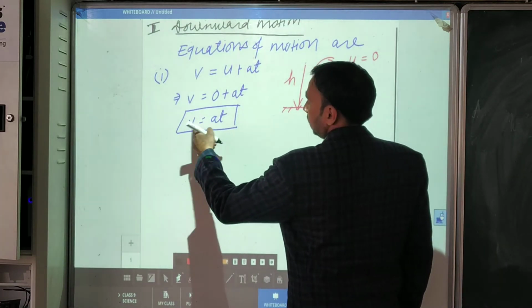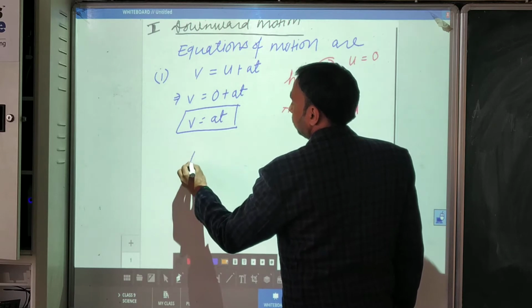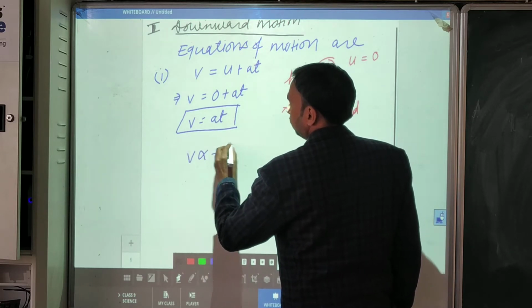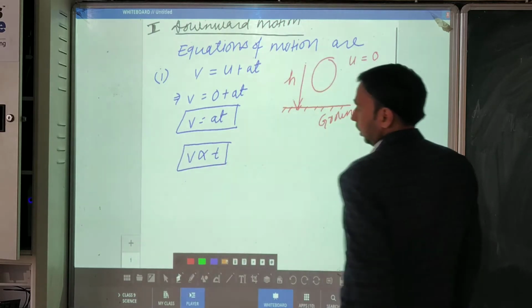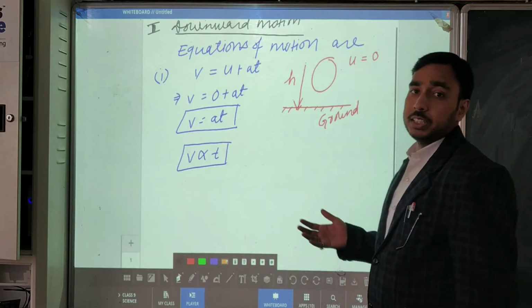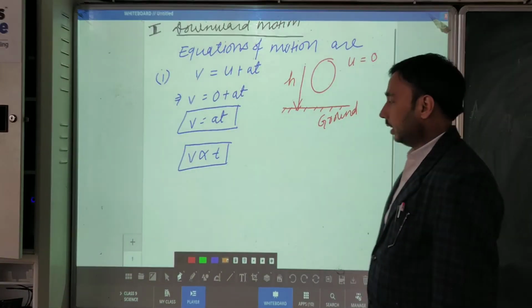Now I will talk about the variation. Velocity is directly proportional to the time. If we increase the time, the velocity will increase. If we decrease the time, the velocity will decrease.